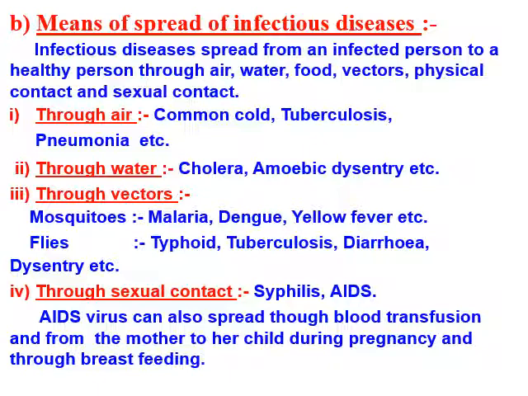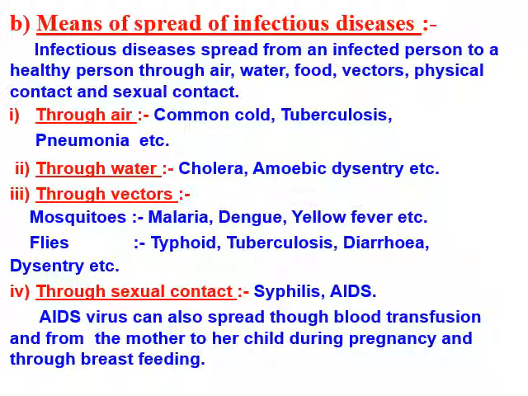Cholera, amoebic dysentery, etc. can be spread. And through vectors. Vectors means agents like mosquitoes, flies. They also spread the disease-causing organism. So some of the big diseases are malaria, dengue, yellow fever, etc. Flies can transmit typhoid, tuberculosis, diarrhea, dysentery, etc.